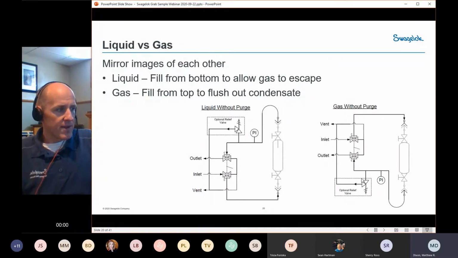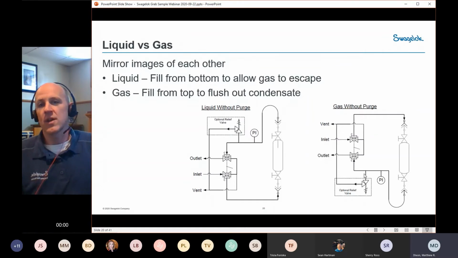And you'll notice that we're always going to have any sort of relief valve or pressure gauge, or even our hose is going to be on the downstream side of that cylinder. So on the liquid one, it's on the top side because that's the downstream side of the cylinder. On the gas one, it's on the bottom side because, again, that's on the downstream side. Again, we're trying to avoid those dead legs, those things that could potentially compromise our sample's integrity.